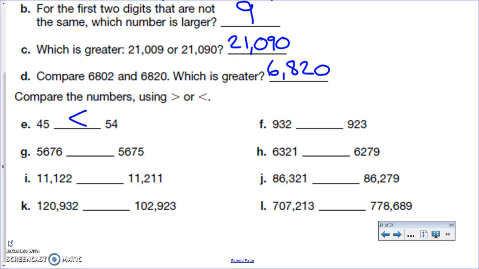And remember, with the greater than less than signs, think of them as a little mouth, and it always eats the bigger number. For F, we have 932 and 923. They are different in the 10 spot, and 932 is greater. For G, we have 5,676 and 5,675. The only place they're different is in the 1 spot, and 5,676 is greater.